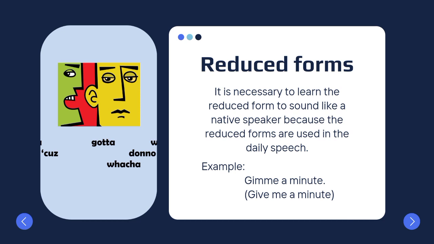We also have reduced forms. It is necessary to learn the reduced forms to sound like a native speaker because the reduced forms are used in daily speech. Of course, these reduced forms don't actually mean that we have to sound like a native speaker, but to reduce words in order for us to communicate in a clean and precise way. An example of this is, "Gimme a minute," but our teacher formally teaches us to say, "Give me a minute."